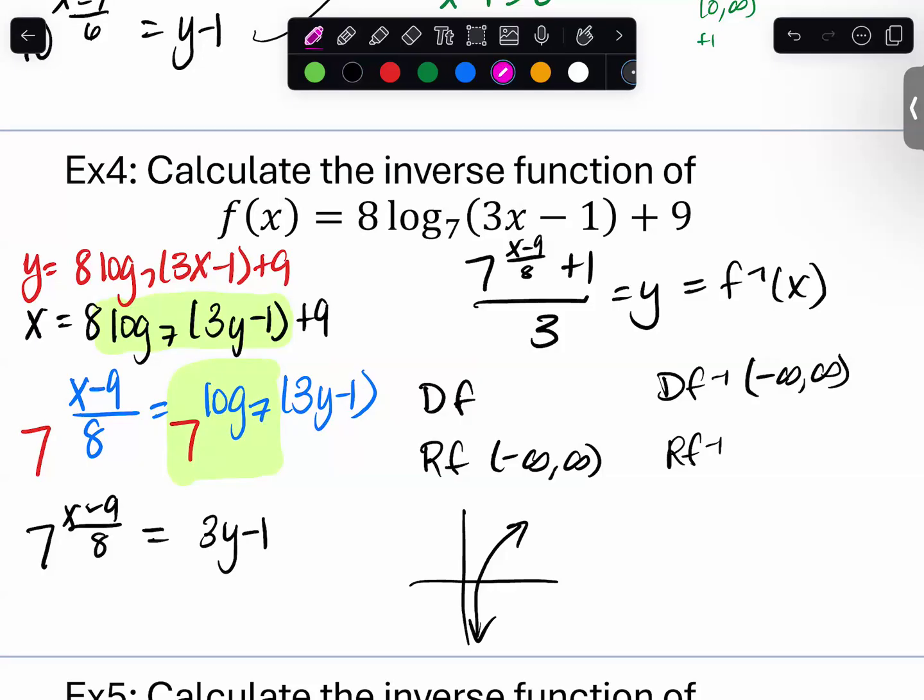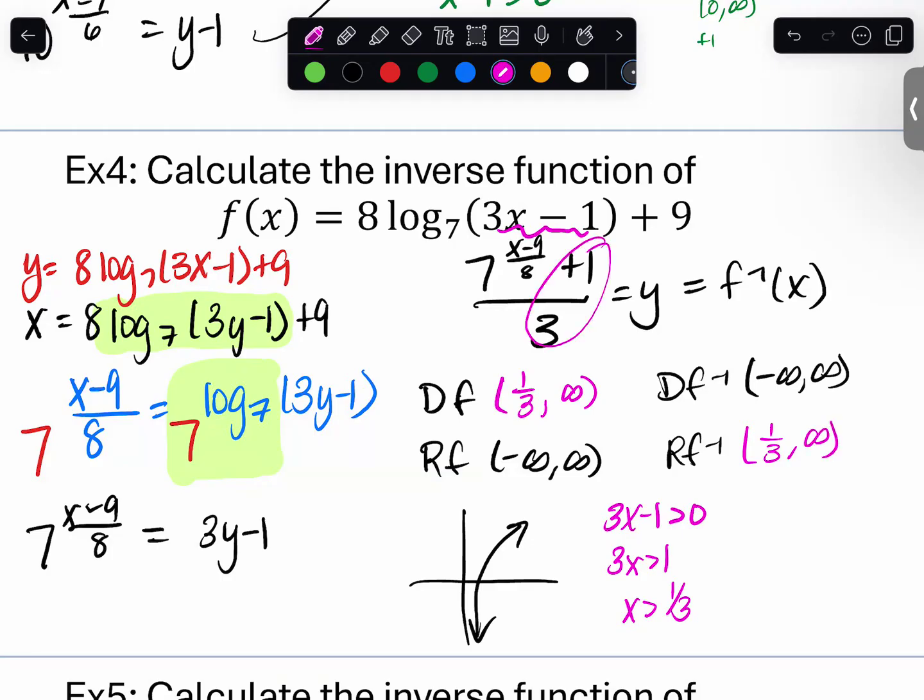Then for the domain of f, we can take that 3x minus 1 inside of the logarithm and say that it has to be positive. I can't have a negative number in there. So I get 3x is greater than 1. That means x is greater than a third. So as an interval, I would write that as a third comma infinity. Thus, we also have the range of f inverse as a third comma infinity. Notice with f inverse, we really did move up 1/3. So that traditional 0 to infinity got shifted up 1/3 to 1/3 comma infinity.